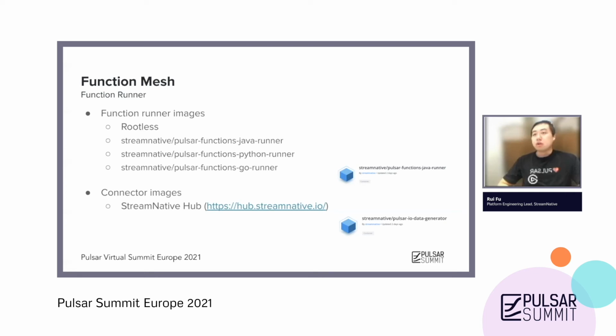Recently, we moved the runner image to a rootless image, and this helps us resolve some security issues in the cloud environment. We also released a bunch of pre-built Docker images for Pulsar IO connectors to Docker Hub, which can be used directly with Function Mesh for a quick setup of connectors. You can check the list of our released connectors from StreamNative Hub, and here is the link: hub.streamnative.io.